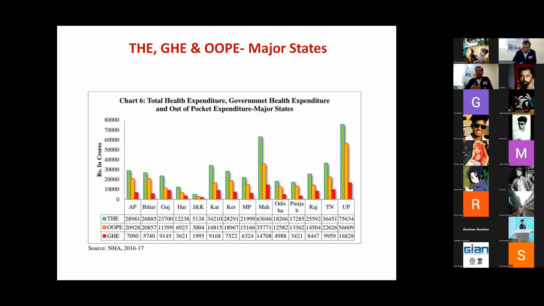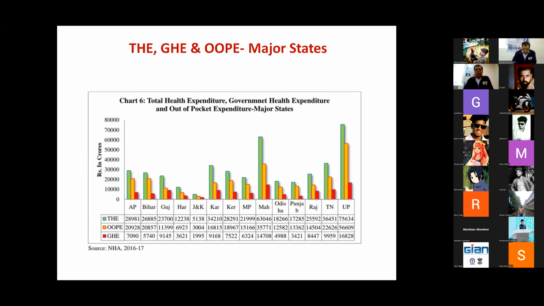So when the government expenditure is low, then people have no choice but to spend from their pocket. And when the government expenditure is high, then there is a possibility that the out-of-pocket expenditure could be low. But there is also a situation that the government expenditure and out-of-pocket expenditure both are high. So we will see these things. We'll take a few states.